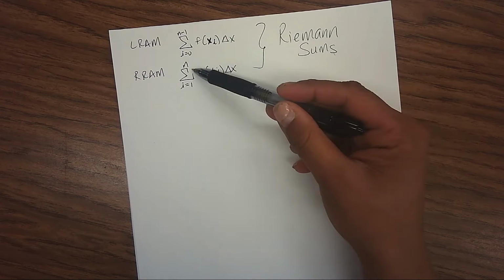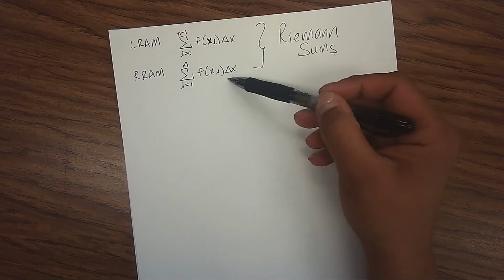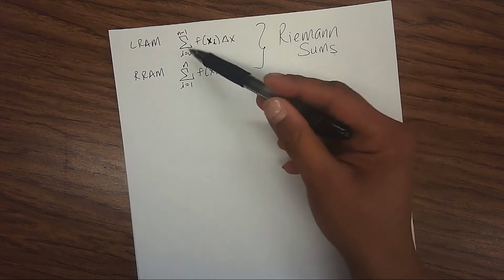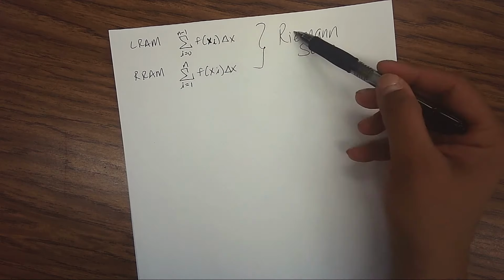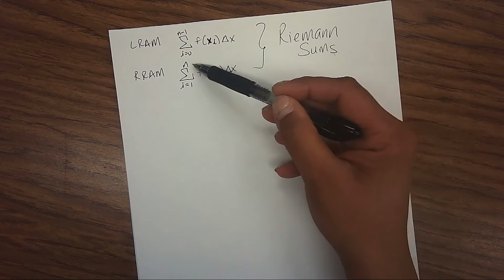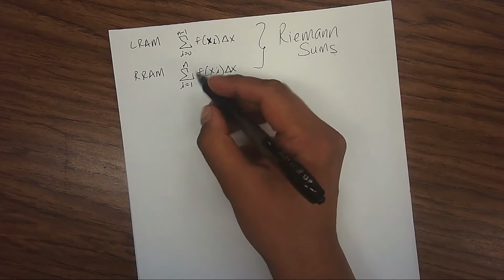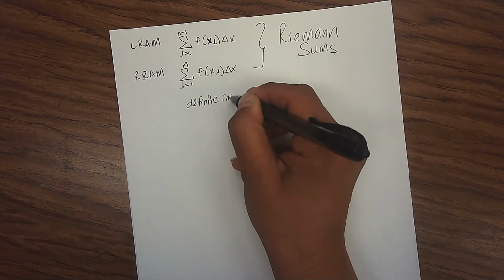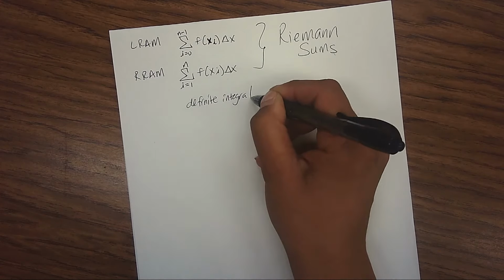And as the number of rectangles gets larger, this width that represents the width of each rectangle is going to get really, really small. So once I take the limit of these two Riemann sums as n approaches infinity, that's where a definite integral comes from. And I already wrote this in class so you don't have to write it again.